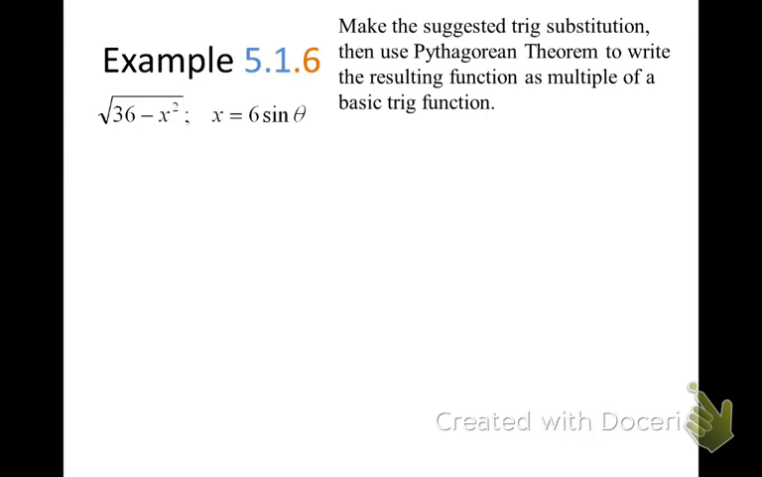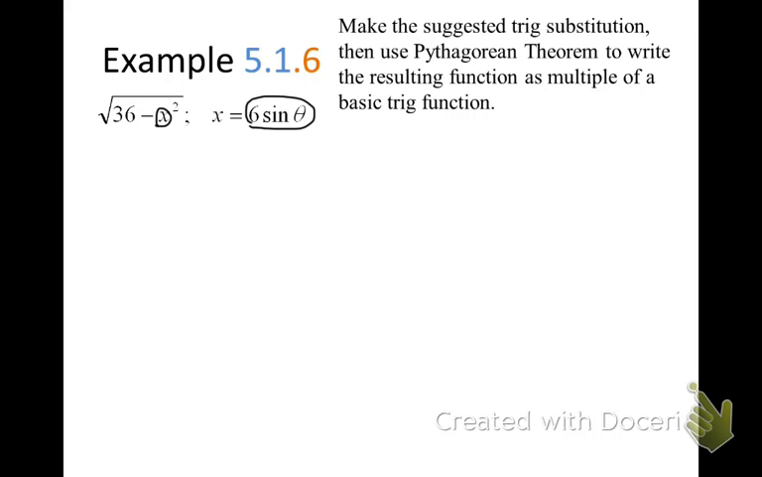All right, for this last example, this is actually a pretty straightforward one. The directions in the book are the same exact as this. So it says make the suggested trig substitution. What they mean by that is substitute this trig function in for this x, and then see how you can use Pythagorean theorem identities that we learned to simplify it down to a basic trig function.